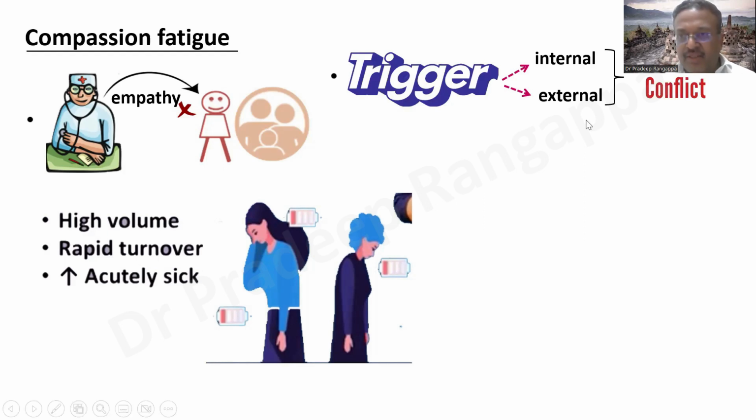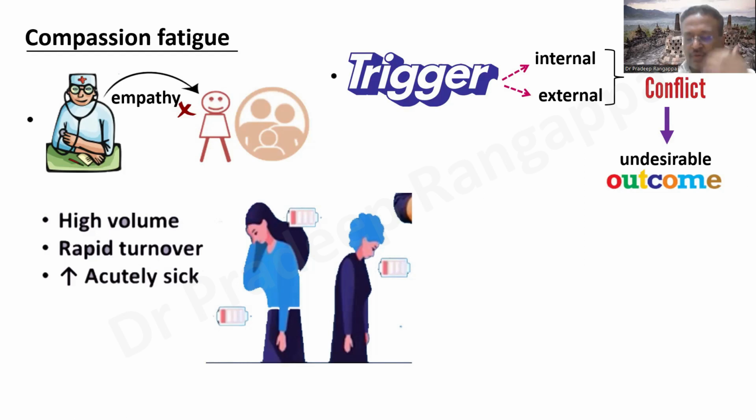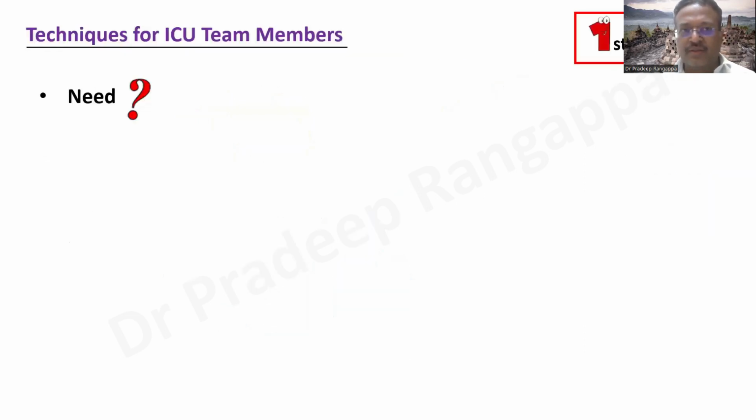The triggers for this can be internal and external, and even this compassion fatigue can lead to intractable conflict, which leads to undesirable outcomes. So one needs to always introspect and internalize and see whether someone is going into compassion fatigue. And this very much happens, even to me sometimes, when we have a very busy ICU with 3 or 4 deaths happening. I think it's good that you get out of the system, because otherwise you get into that vicious cycle where you get irritable, and that can lead to cascading of the conflict. So this is something one needs to recognize oneself.